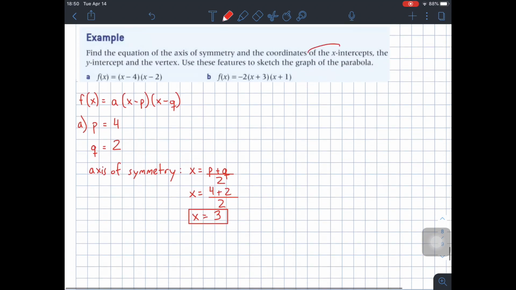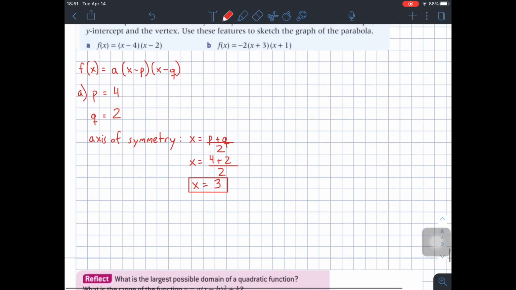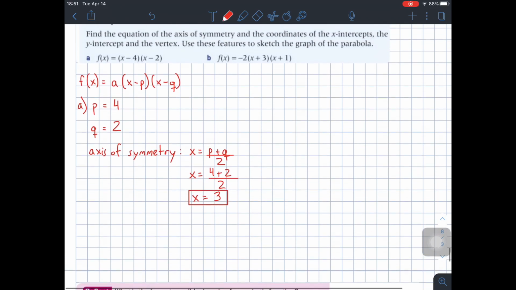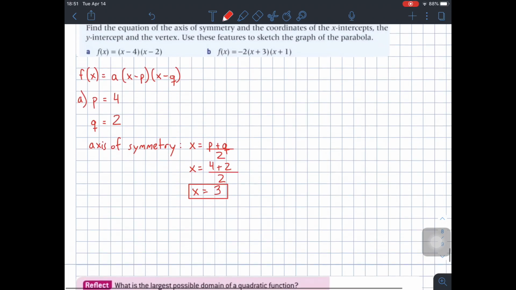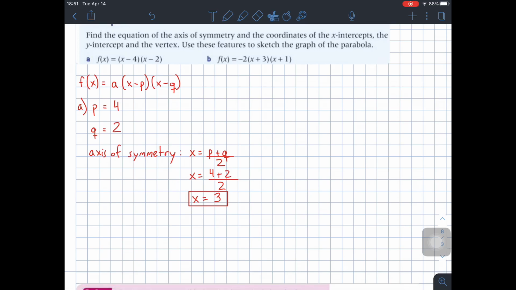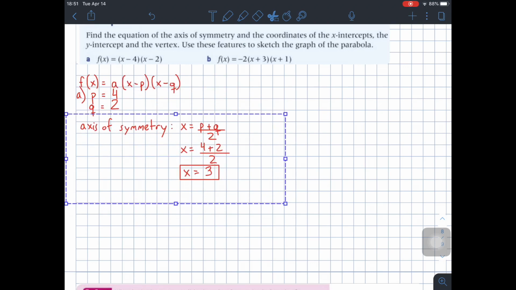Then we want to find the coordinates of the x-intercepts. The x-intercepts, we already have them. They are (4, 0) and (2, 0), which are the roots of this quadratic equation. So I'm going to write them here. I don't know if I will have enough space, though. Let me see. Maybe I can drag this up there. Here. I'm going to take this up.